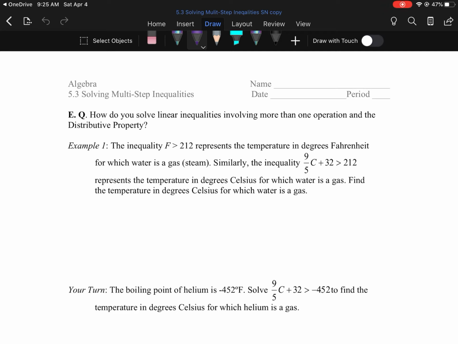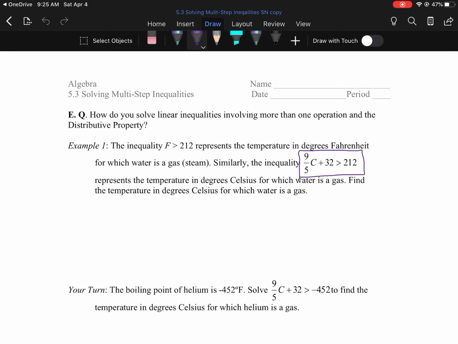All right, so for section 5.3, it's solving multi-step inequalities. So just like 5.1, 5.2, except instead of just doing one thing, like adding, subtracting, multiplying, or dividing, we're going to do multiple things. So our first example says the inequality F is greater than 212 represents the temperature in degrees Fahrenheit for which water is a gas or a steam.